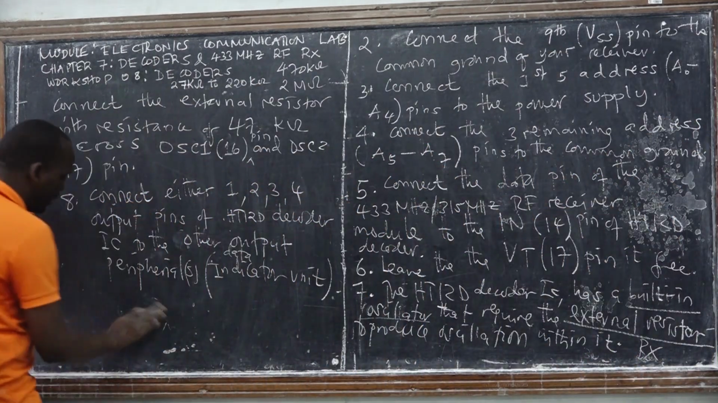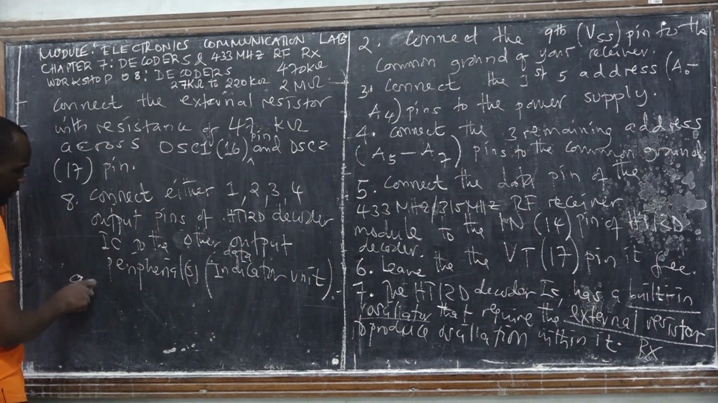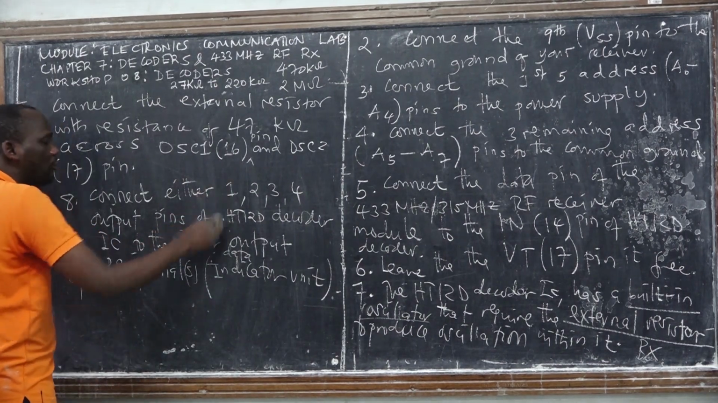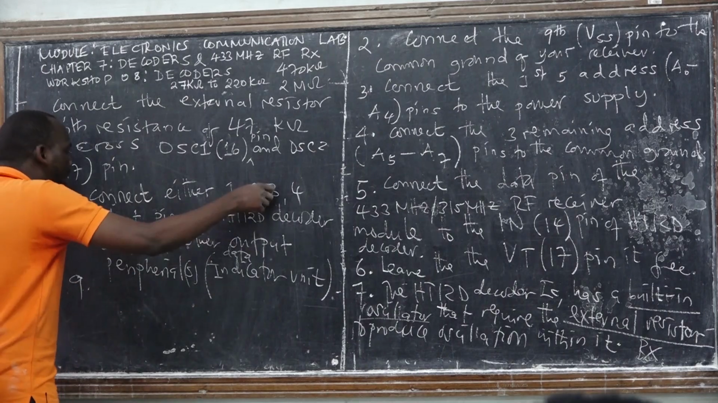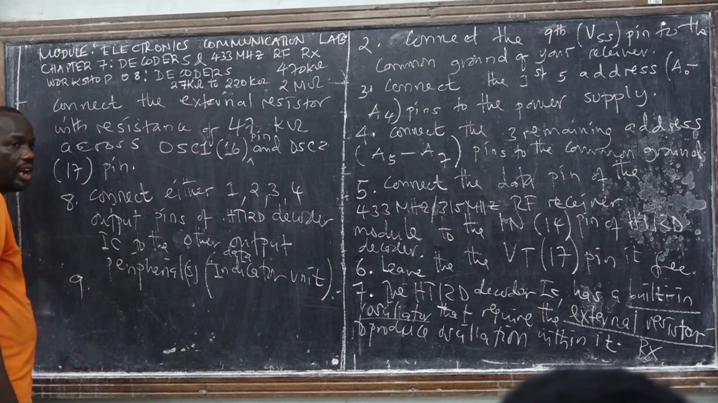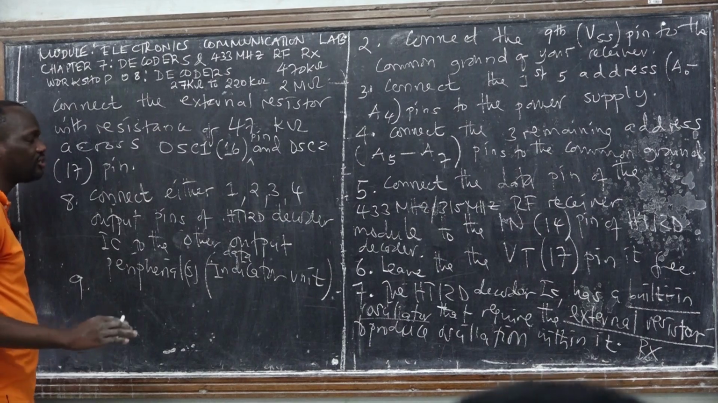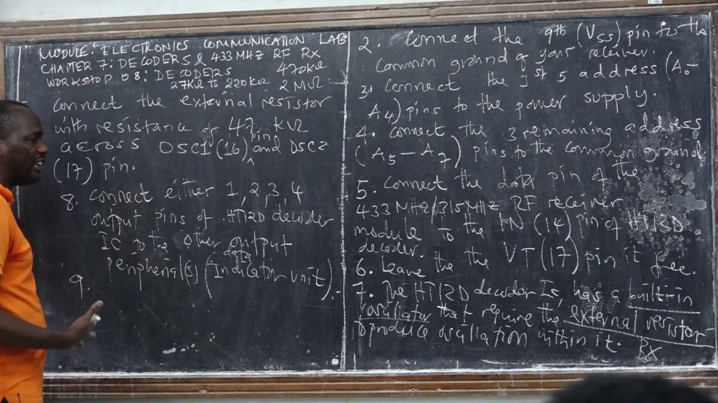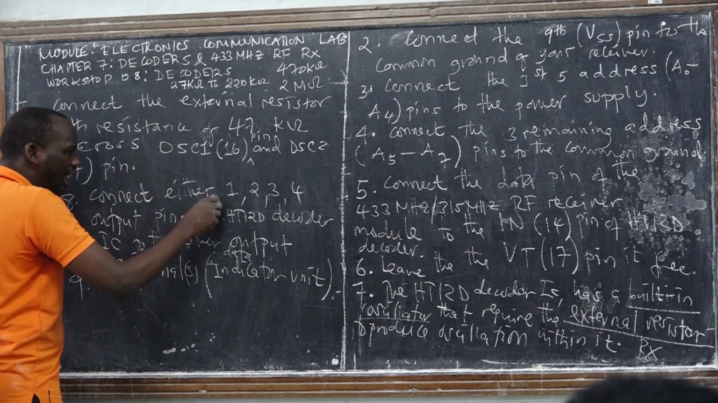Then step number 9 is what? You may use either 1 output pin, or 2 output pins, or 3 output pins, or 4 output pins. And sometimes, however, that we will not cover in this module, you may also have some other.